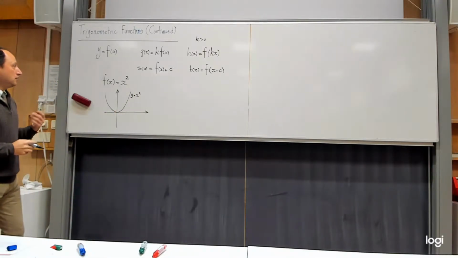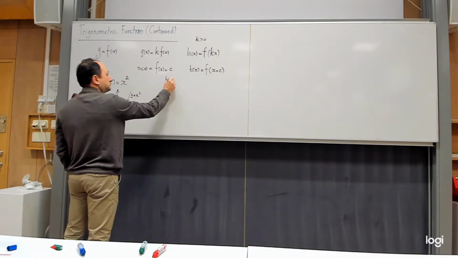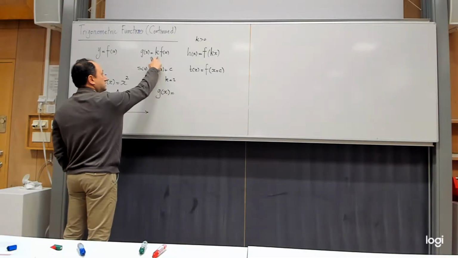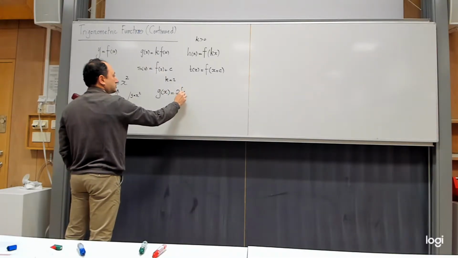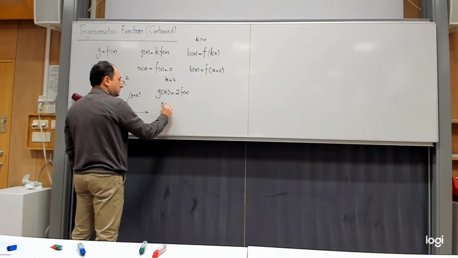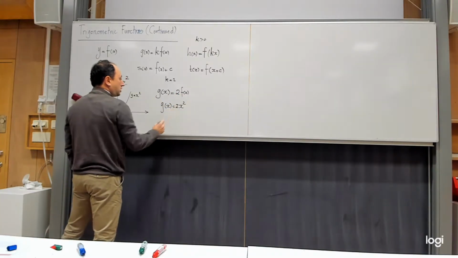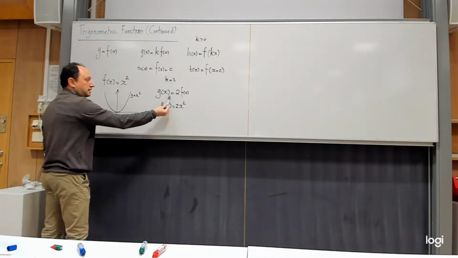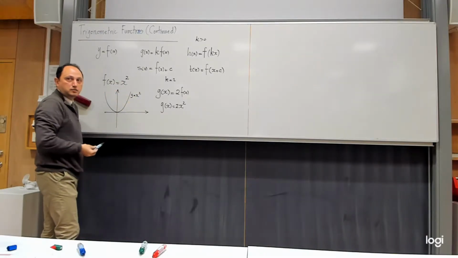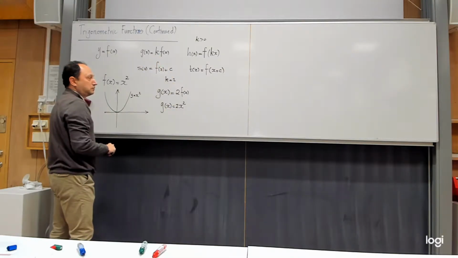Now, for example, let me take k to be 2. Then my question is: what is the graph of g of x, which is 2 times f of x? In other words, if I draw 2 times f of x, that is 2x squared. I want to understand the connection between the graph of this function and the graph of my old function, if there is a connection between them. This example is for multiplying my function by a number.